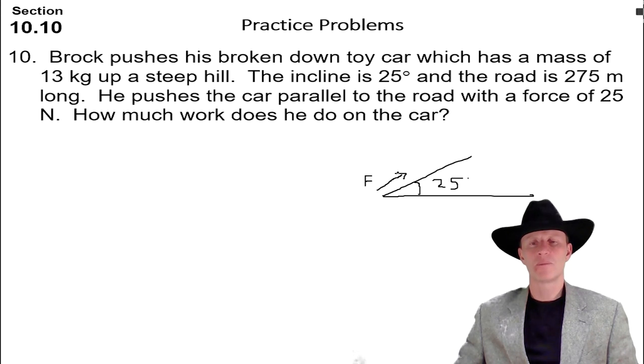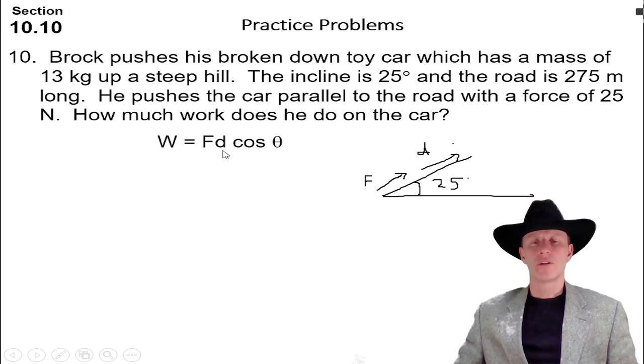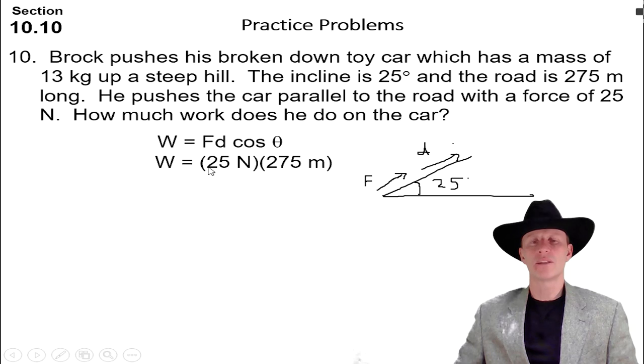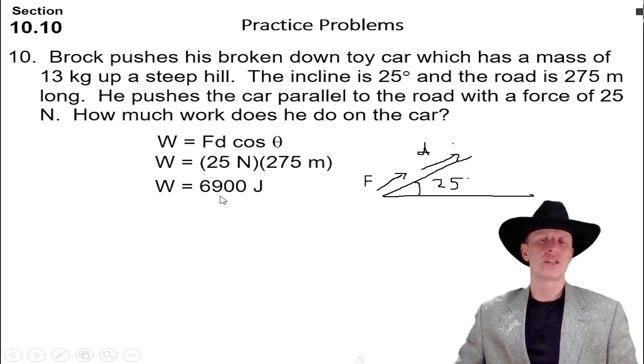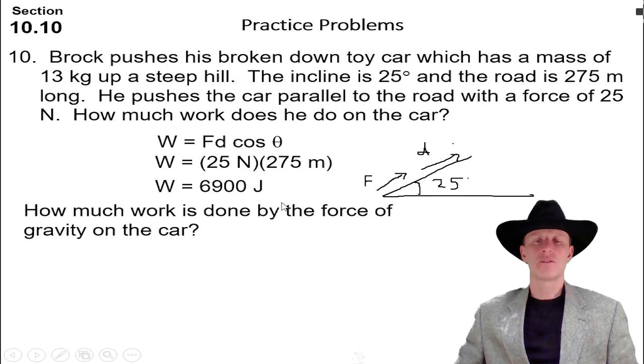The displacement would be in that same direction. So looking at our formula, the angle between the force and the displacement would be 0. Cosine 0 is 1, so our answer would be just 25 newtons times 275, which gives us 6,900 joules. Let's look at another problem.